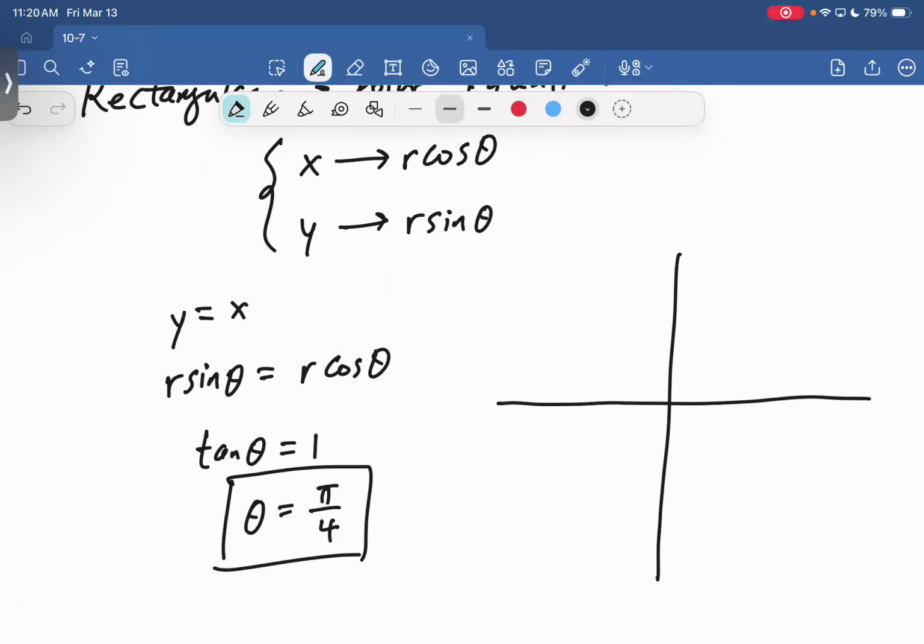And you can confirm this with the graph, right? Every single polar coordinate that has theta equals pi over 4 can be found along this line because this angle is pi over 4. Right? And so indeed, this is the same exact equation as y equals x. Any questions?